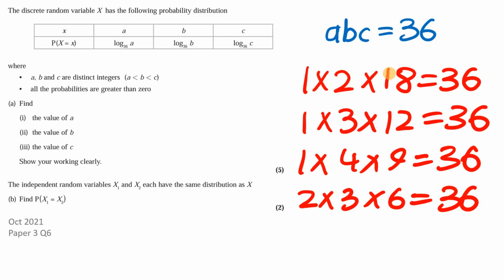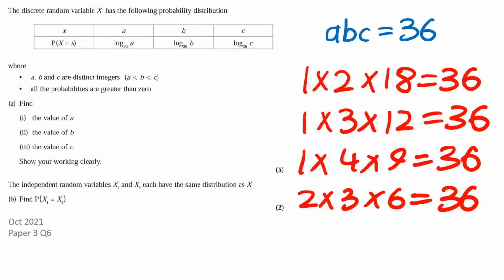So 1 times 2 times 18 is equal to 36, 1 times 3 times 12 is equal to 36, 1 times 4 times 9 is equal to 36, and 2 times 3 times 6 is equal to 36. Remember, the integers need to be distinct. So for example, you can't do 2 times 9 is equal to 36, because here you have two integers that are the same. They need to be distinct integers, so this doesn't count.